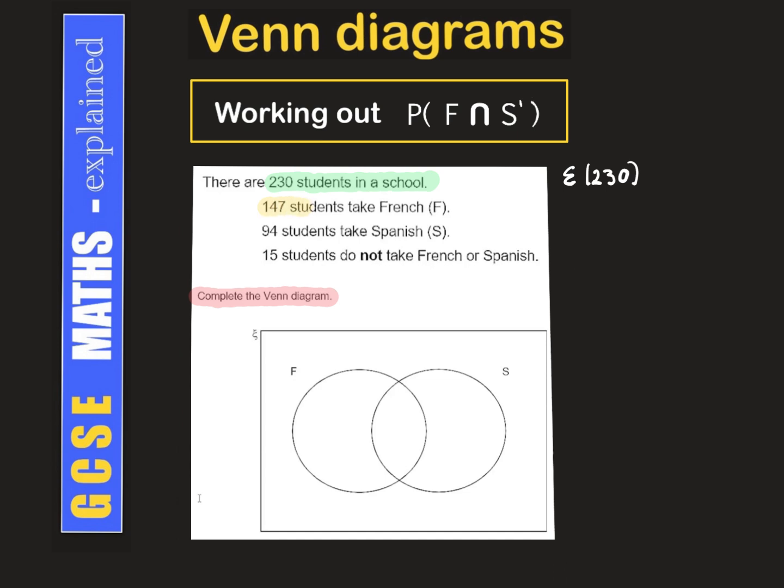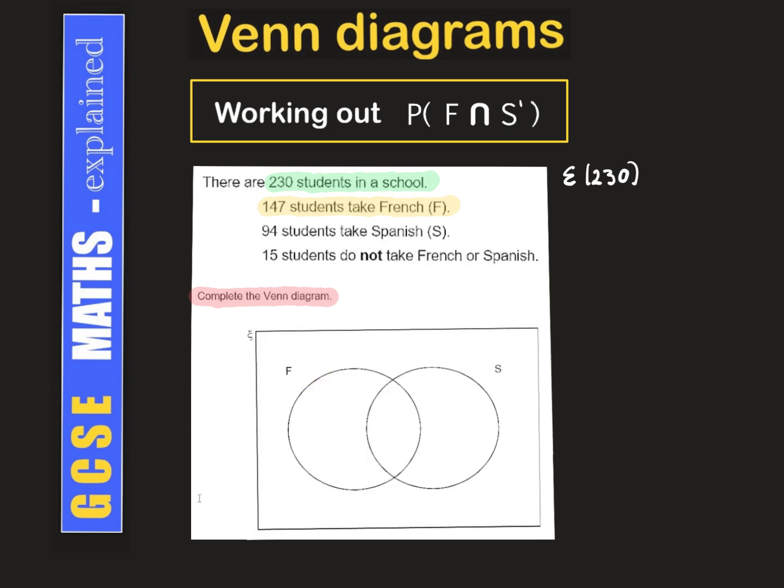We have 147 students who take French. That means there are not only 147 students in here, but also in here. The problem is that some of these students in the middle also take Spanish. When dealing with Venn diagrams, we can't just put 147 here because there are two segments. We can erase this and indicate that we have 147 students in here. The same will happen for our 94 students who take Spanish.